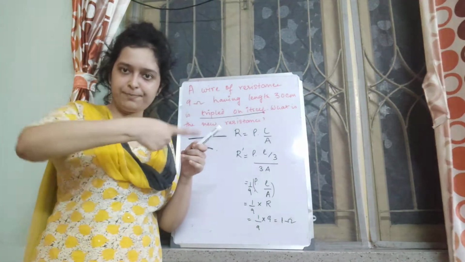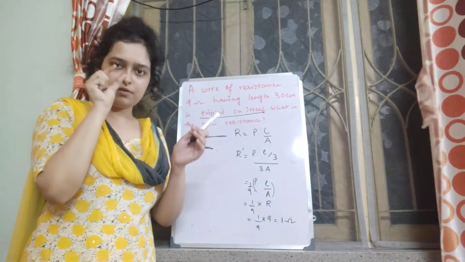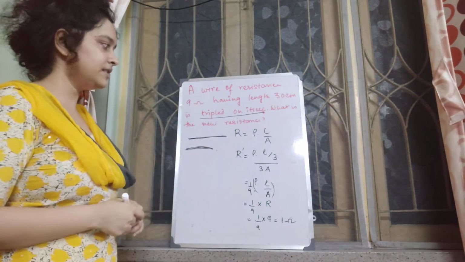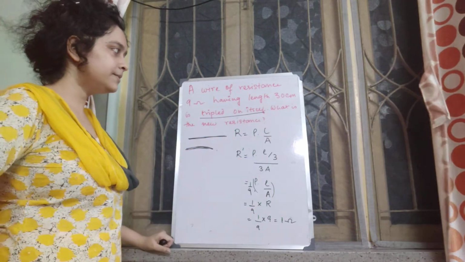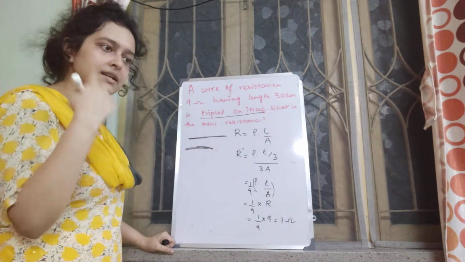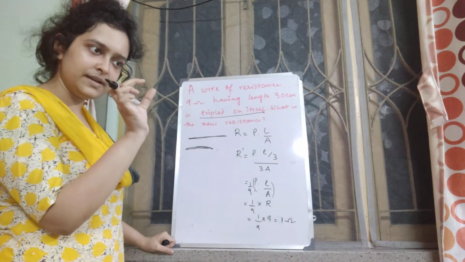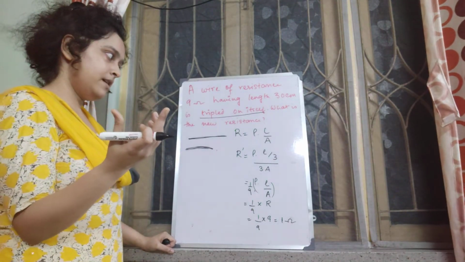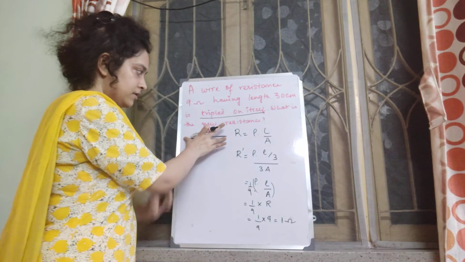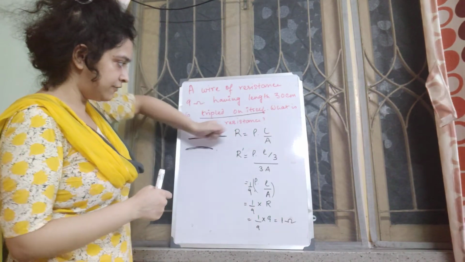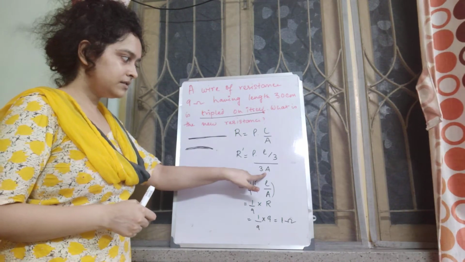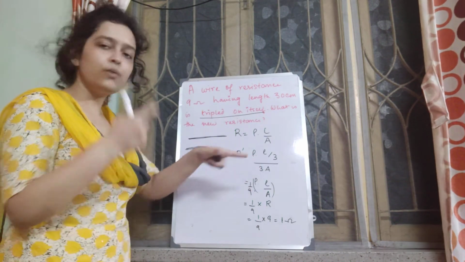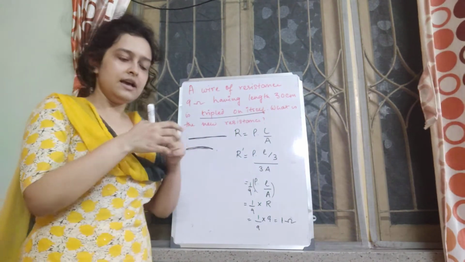Wire is tripled on itself. Now area of cross section is increasing. Length becomes 1/3 because it's tripled on itself. So now the area of cross section becomes thrice. Same wire was folded in 3 folds. Now the area of cross section becomes thrice. Length obviously 1/3. Length decreases.